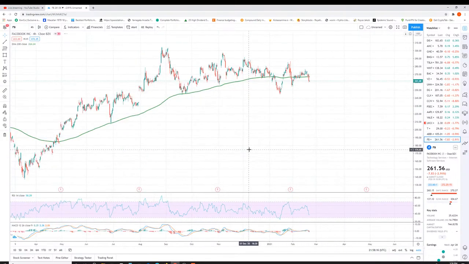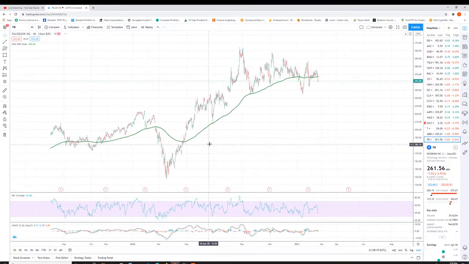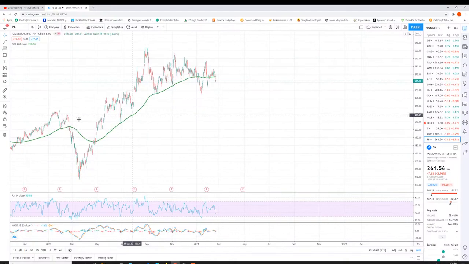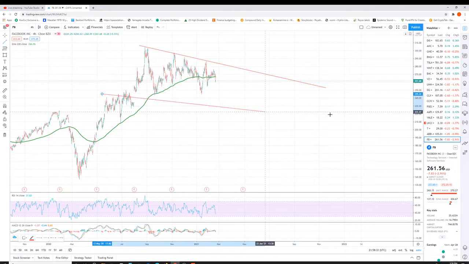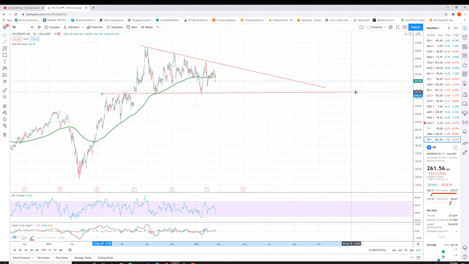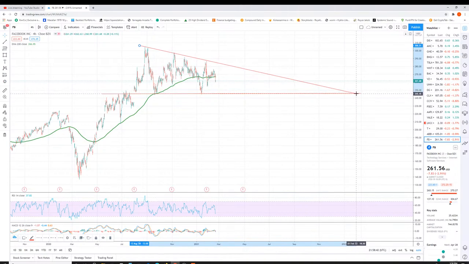All right. Facebook has pulled back. Boom. There, right to the top of the candles. Top of the candles. Got the Fibonacci.